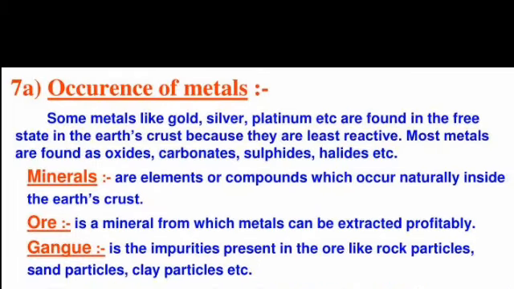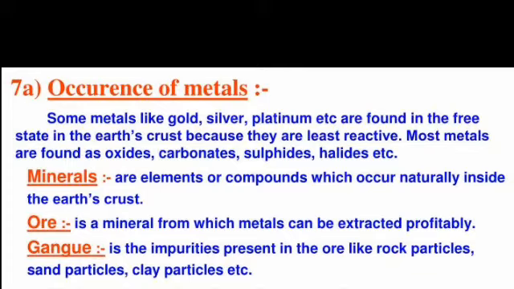Occurrence of metals. Some metals like gold, silver, platinum, etc. are found in the free state in the Earth's crust because they are least reactive, and as such they are known as noble metals. Most metals are found in the form of their oxides, carbonates, sulfides and halides because they are reactive and they react with these elements, and as such form oxides, carbonates, sulfides and halides, etc.